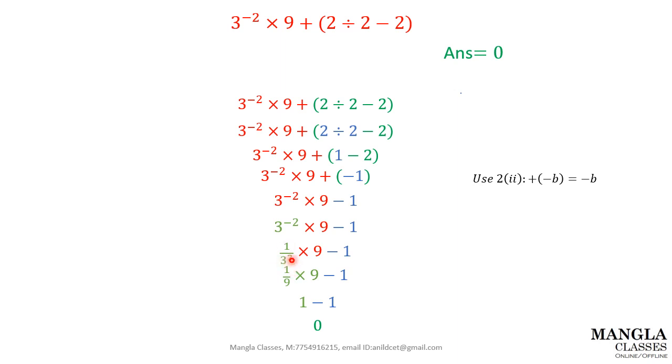Now what is 3 raised to power 2? That is 3 multiplied 2 times. So that gives you 1 by 9 multiplied by 9. Now 1 by 9 into 9 gives you 1. That is basically 9 divided by 9, that gives you 1. And 1 minus 1 is 0.